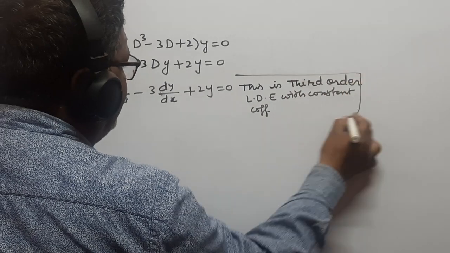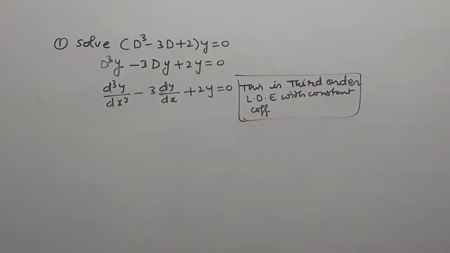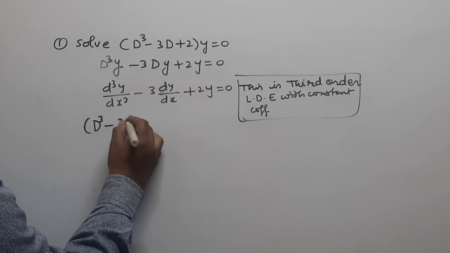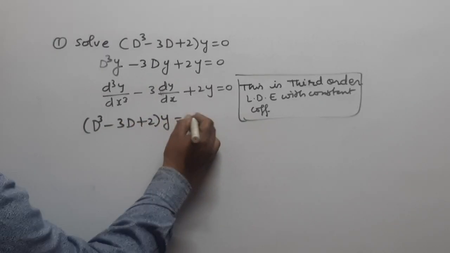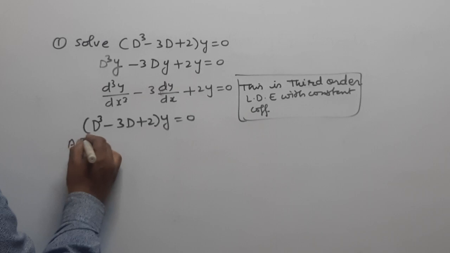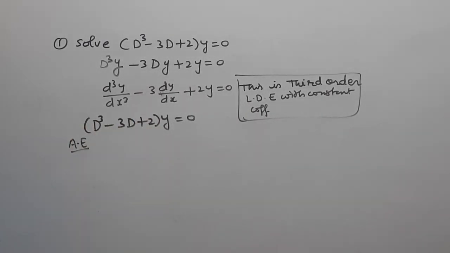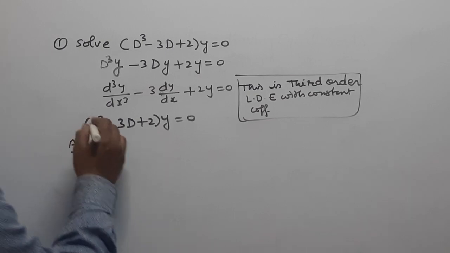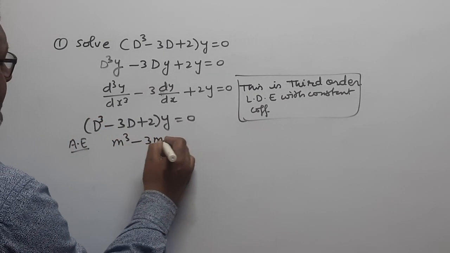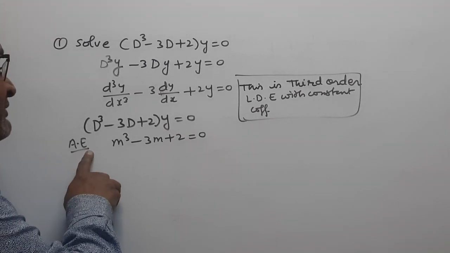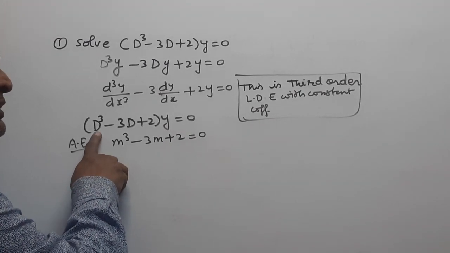You can see here this is a third order linear differential equation with constant coefficients. This can be written as (D cube minus 3D plus 2) times y equal to 0. First we find the auxiliary equation. Now we replace D with m, and we get the auxiliary equation m cube minus 3m plus 2 equal to 0.